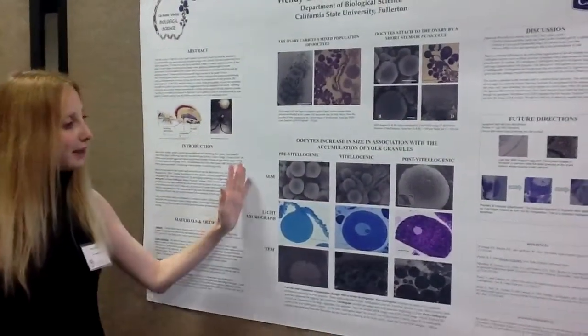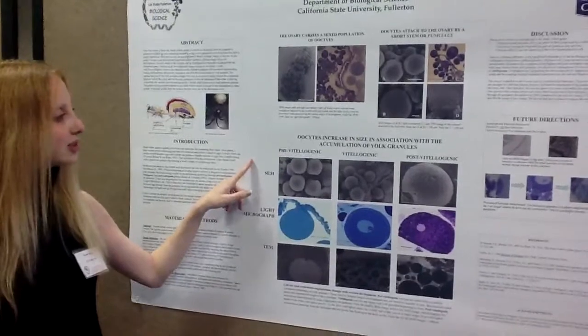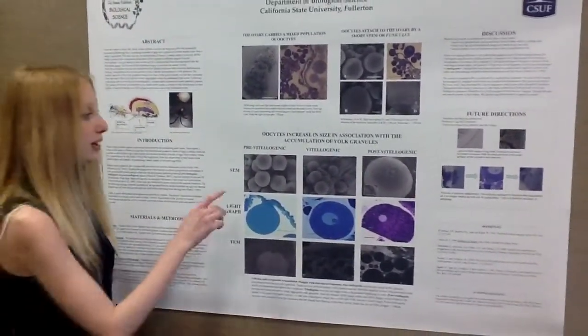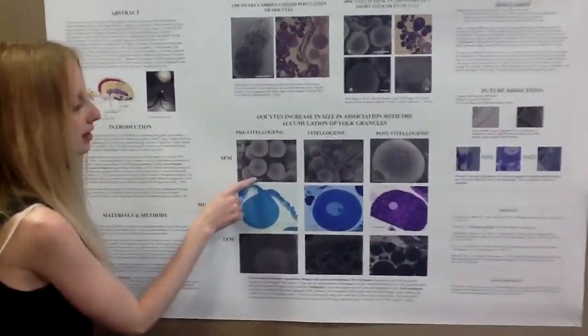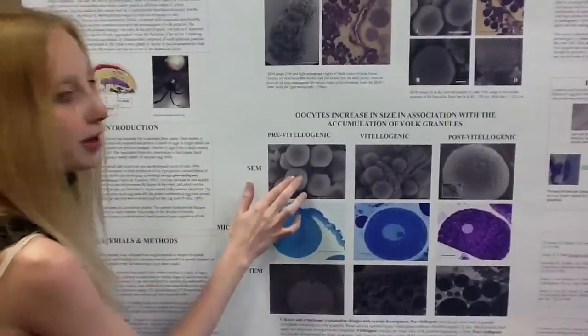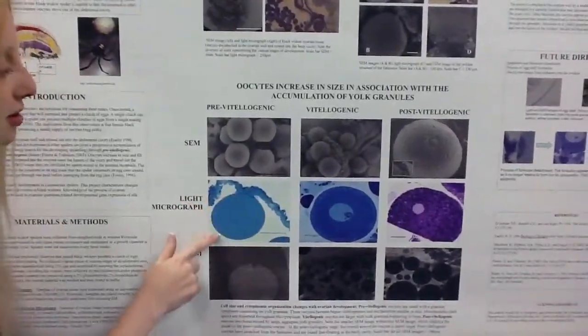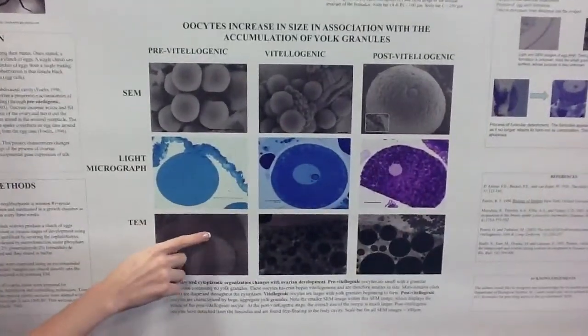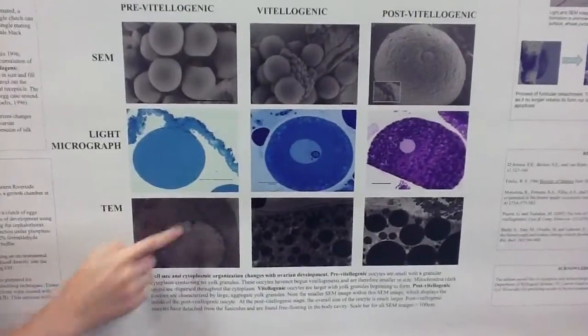So here's my timeline of vitellogenesis from the pre-vitellogenic state to post-vitellogenesis. You can notice that the oocytes here in pre-vitellogenesis are very small and very smooth. Here you can see diffuse cytoplasm located throughout the oocyte. And in this TEM image, you can see little black dots, which are actually mitochondria.